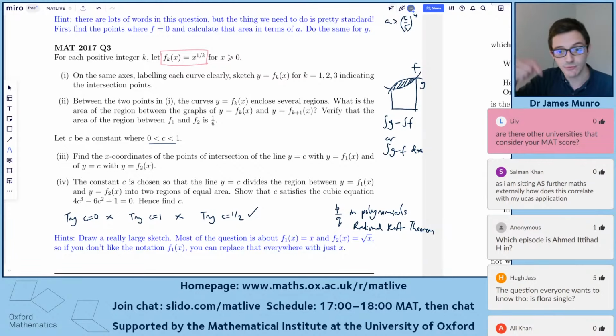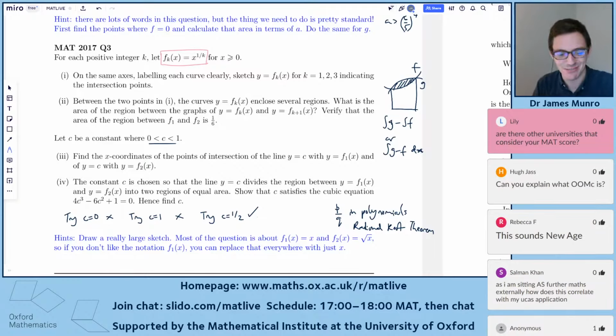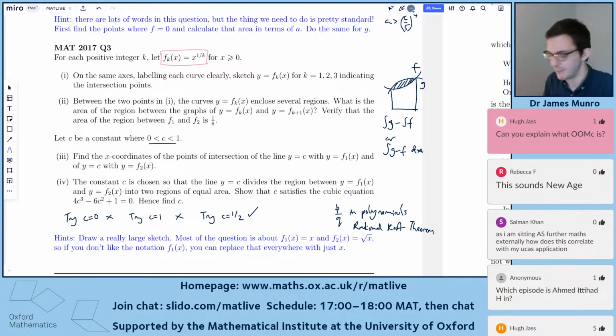Cool. The question at the top now is, are there other universities that consider your maths score? The answer is yes. Warwick, Imperial, Durham and Bath have got different arrangements to look at your maths scores. There's more information on the MAT page. The one on screen is the MAT Livestream page, but if you find the MAT page, then there's more information there about how Imperial and Warwick and Bath and Durham use the MAT. You get an email if you're an Oxford applicant. You get an email in January with your maths score, which you could just show to people if you wanted to.